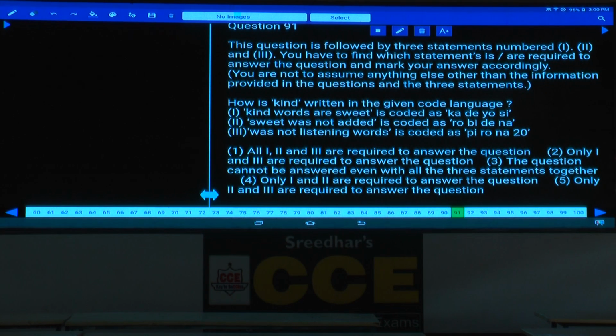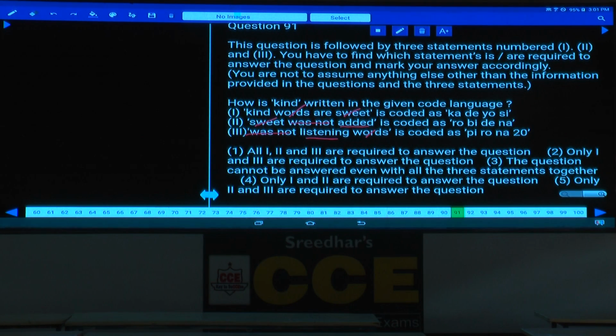Then if you combine these three, with the help of 1 and 2, what is the word which is the code for sweet? It can be identified. And by combining 1 and 3, the word listening is the word which is common between these two, isn't it? Then by comparing 1 and 2, 1 and 3, and 2 and 3, these are the words which are common. Hence I am able to find out the code for listening.